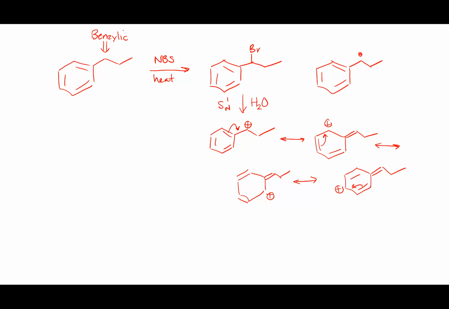So the benzylic carbocation is stabilized by the ability of the ring to delocalize the positive charge. The ring can absorb some of that positive charge. And this movement of the pair of electrons out is sort of what we saw last week when we talked about the benzene ring being an activating group, an electron donating group by resonance. It can do that.